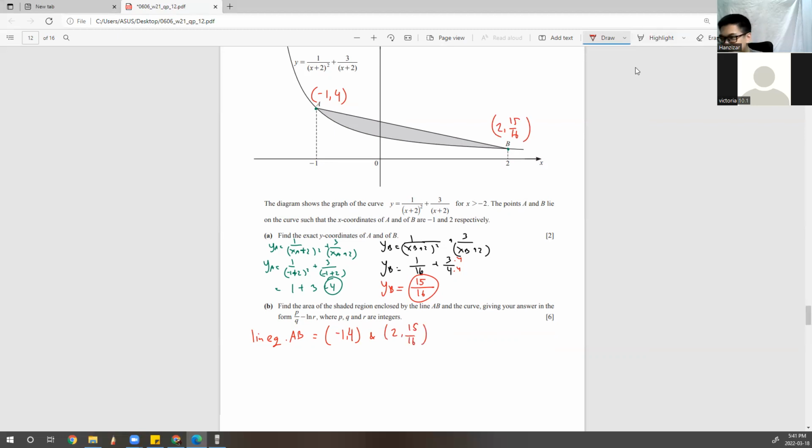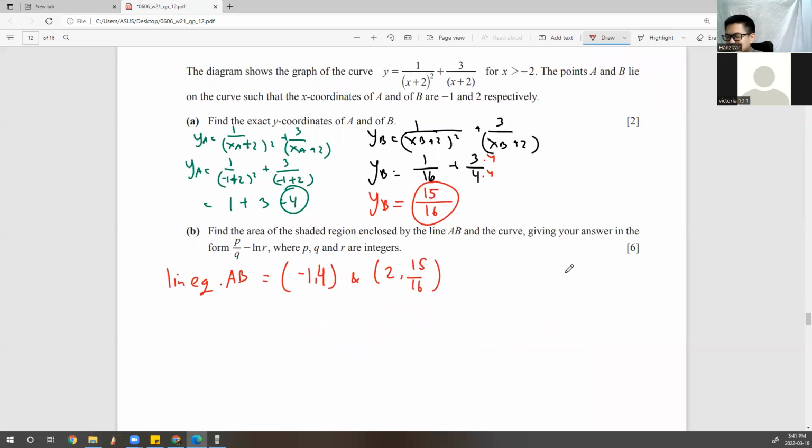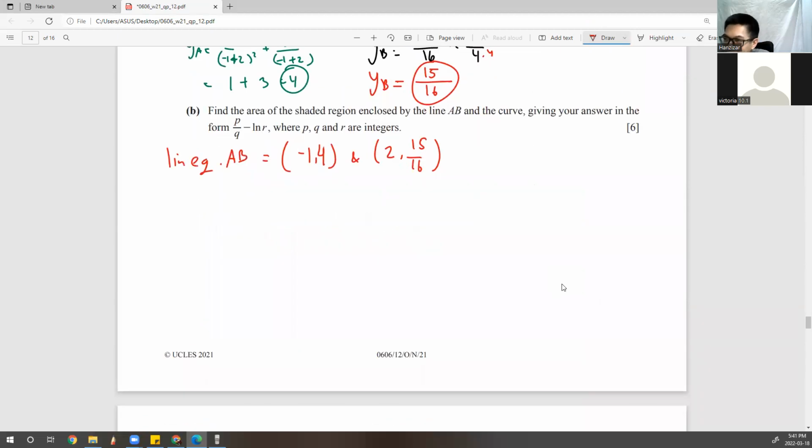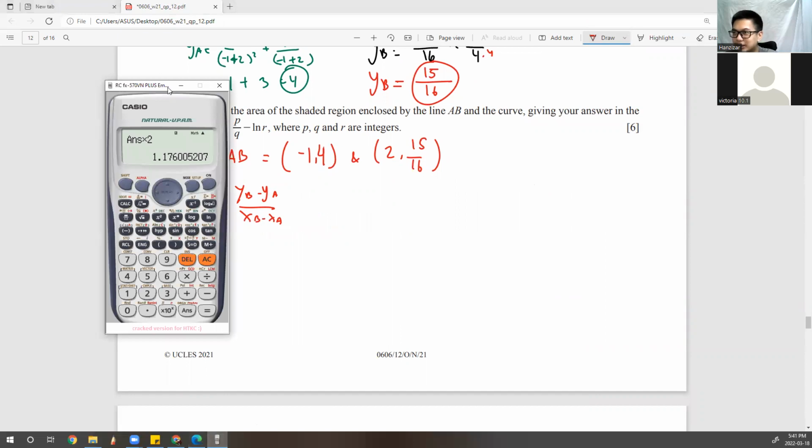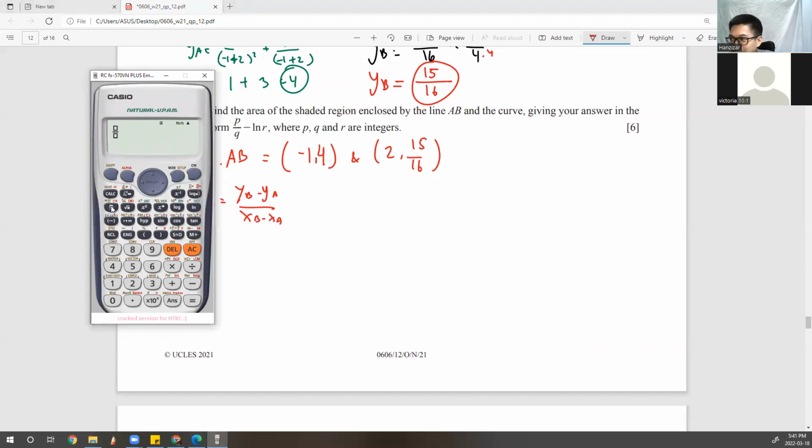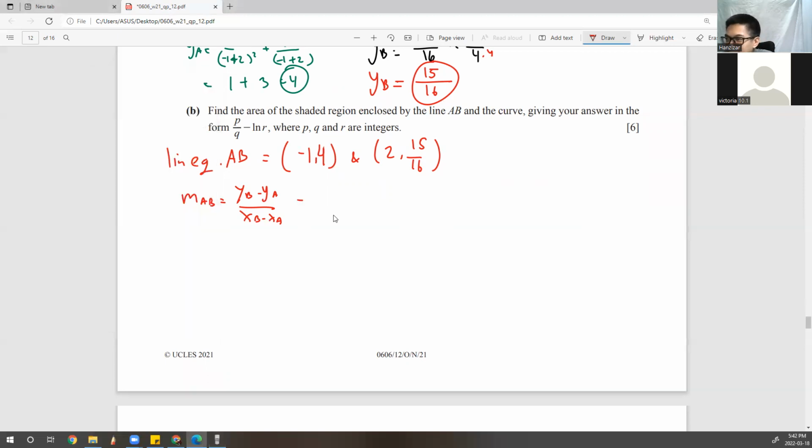To calculate the linear equation, you need to find the gradient. Remember, finding gradient. So gradient of AB is YB minus YA over XB minus XA. Just do it on your calculator. You don't have to write all the numbers, waste of time. 15 over 16 is YB, right? Subtract YA, 4, over XB, 2, minus 1. Negative 49 over 48.